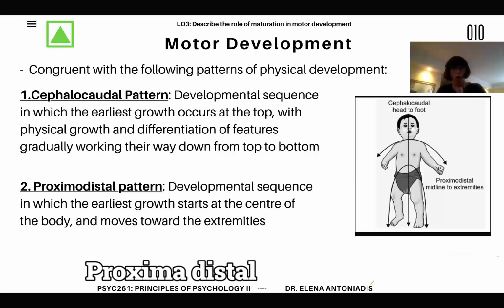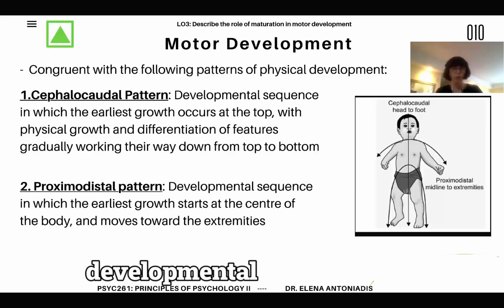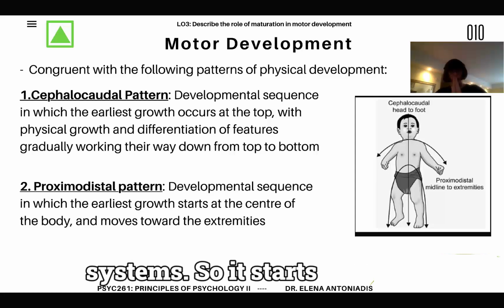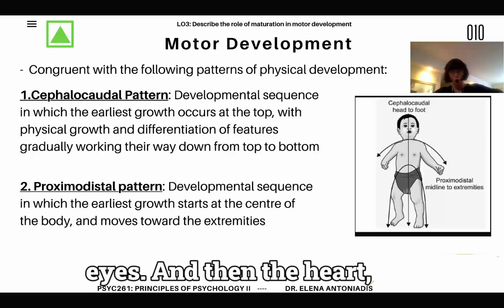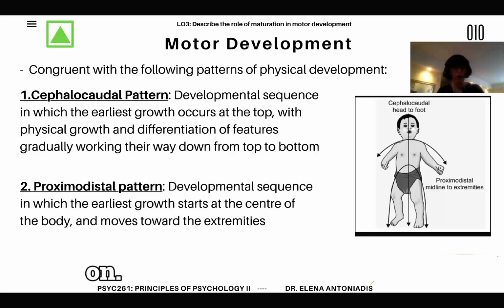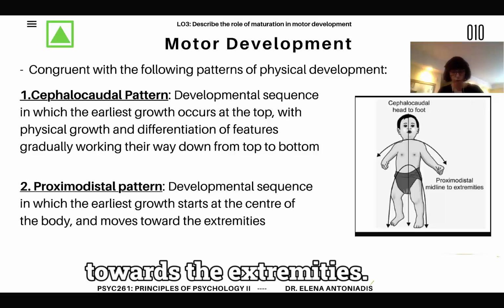Proximodistal occurs in parallel. The proximodistal pattern occurs in parallel to that of the cephalocaudal pattern. And so it describes the developmental sequence in which the earliest growth starts at the center of the body. So the organs, the systems, so it starts with the head, development of the eyes, and then the heart, the lungs, the middle, the upper trunk, the middle trunk, and so on. But proximodistal is a developmental sequence where the earliest growth starts at the center of the body and moves towards the extremities.